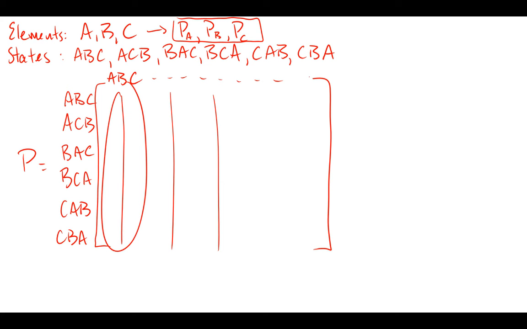The number that's in there, I don't think I'm giving away any secrets, is that in order to move to the state that starts with A, you have to have just chosen A. So the first column is some PAs and some zeros. And obviously, all the other columns are going to be rather similar.